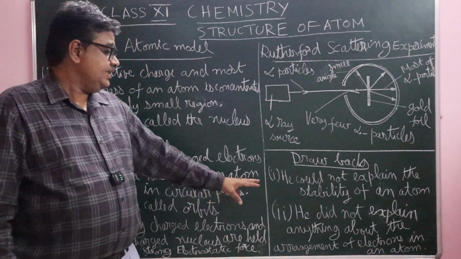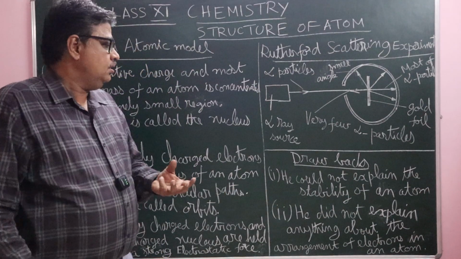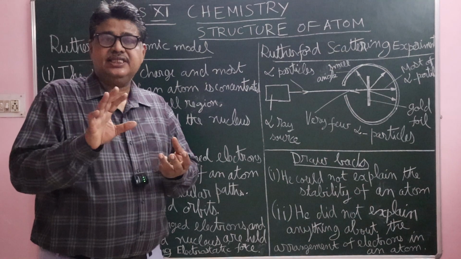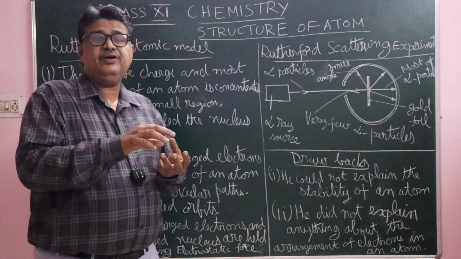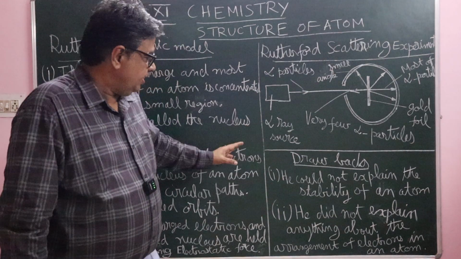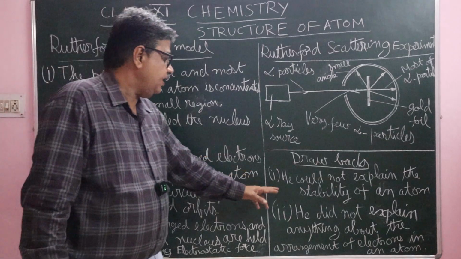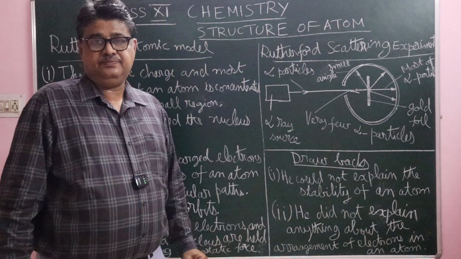But actually it is not. The atom is stable. The atom is not unstable. It is stable. Therefore, it is not happening. Therefore, the Rutherford model could not explain the stability of the atom.